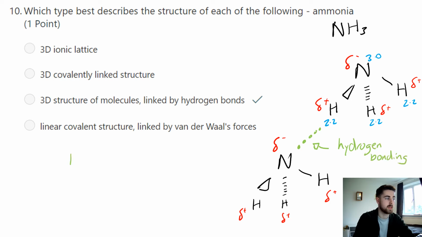Remember, hydrogen bonding occurs between NH groups, OH groups, or FH groups, and here we have NH groups. So it's not a 3D ionic lattice, it's not a 3D covalent network, it's not a linear structure, it's 3D molecules. We know it's 3D because we can see that this bond here is coming towards us and this bond here is going away from us. So we know it's a 3-dimensional molecule and it's linked by hydrogen bonding.